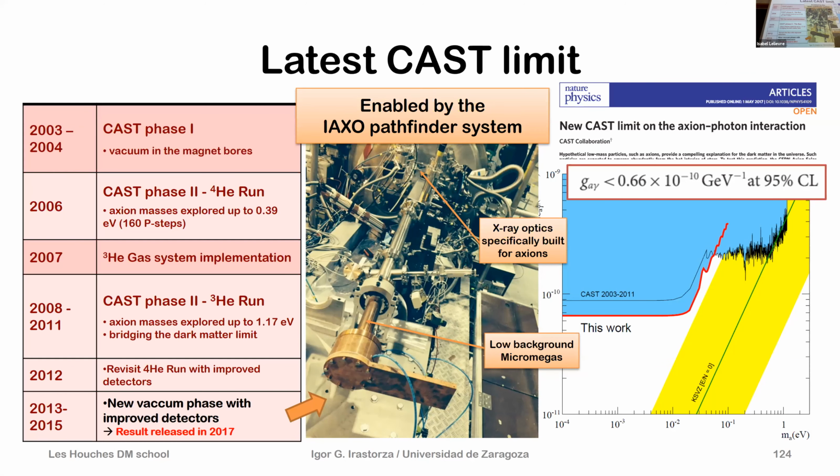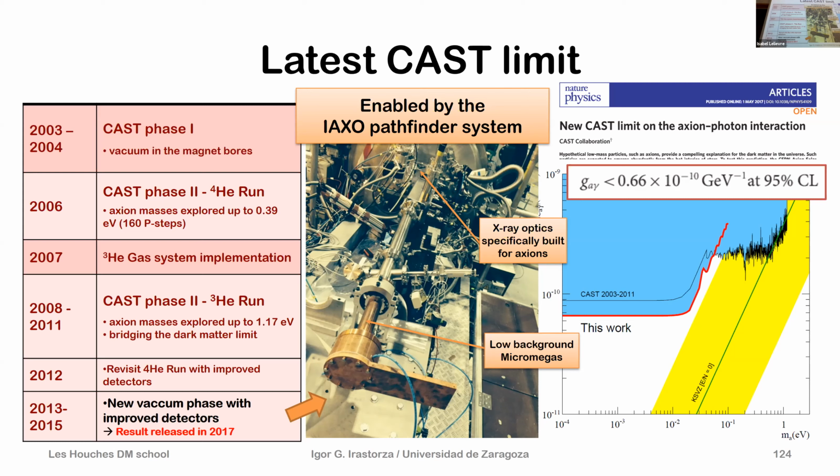This is a bit of historical information. I will not go over it. CAST has been running since 2003 or so, producing different results. The one that is typically quoted now, which is the last limit from CAST, was obtained with the so-called IAXO pathfinder. IAXO is the name of the successor experiment of CAST, and it was called that because it was testing technologies for IAXO.